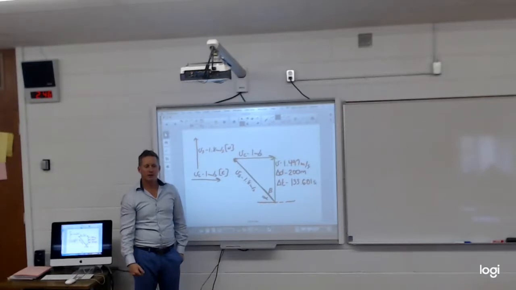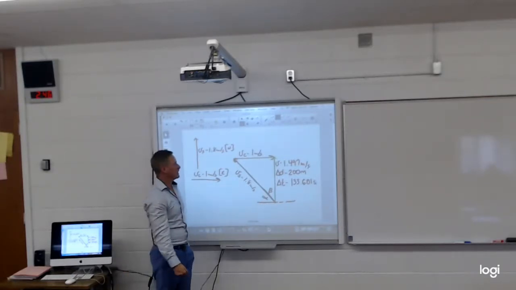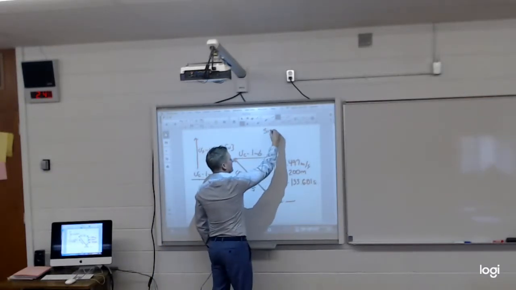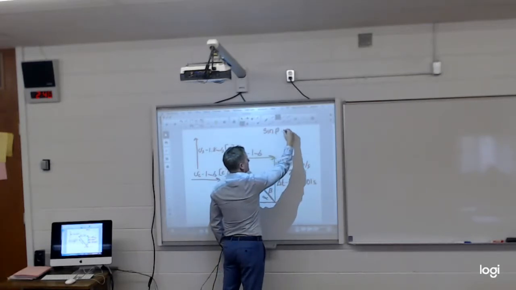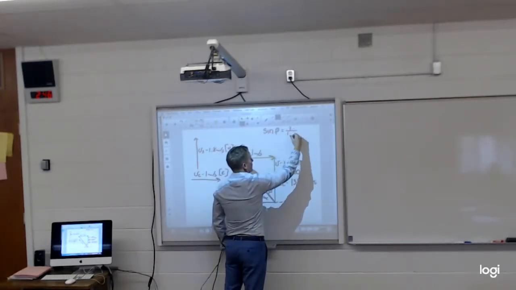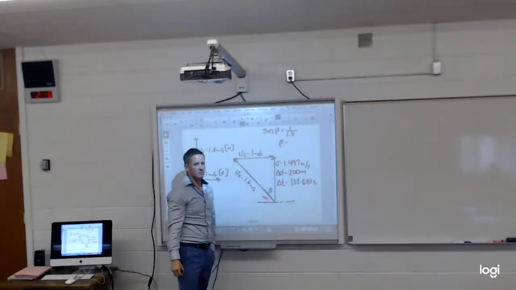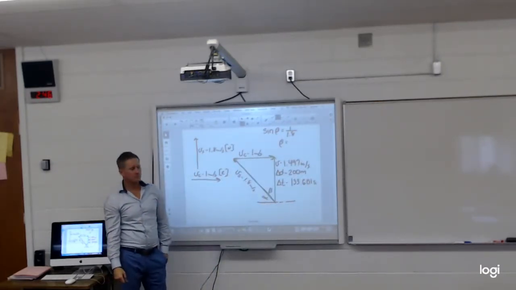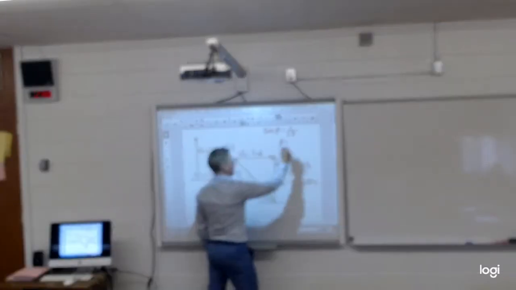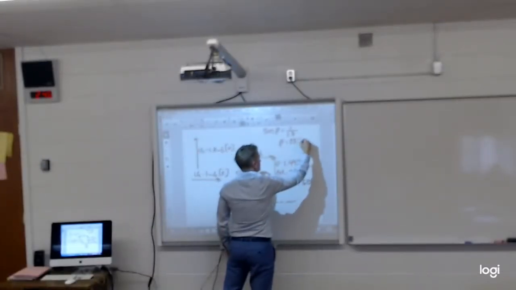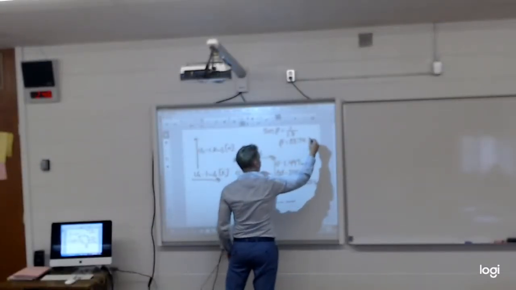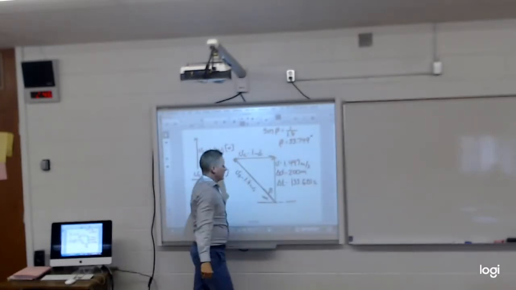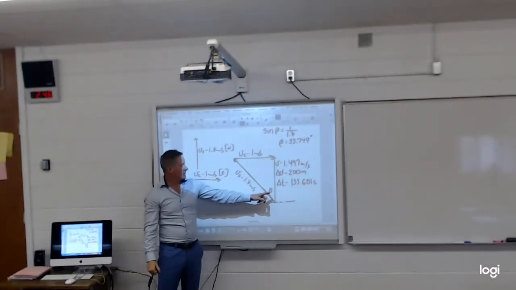So which trig function am I talking about? Sine. So I go sine B is equal to 1 over 1.8. B is equal to 33.749. Thank you. Okay? So that's the angle right here.